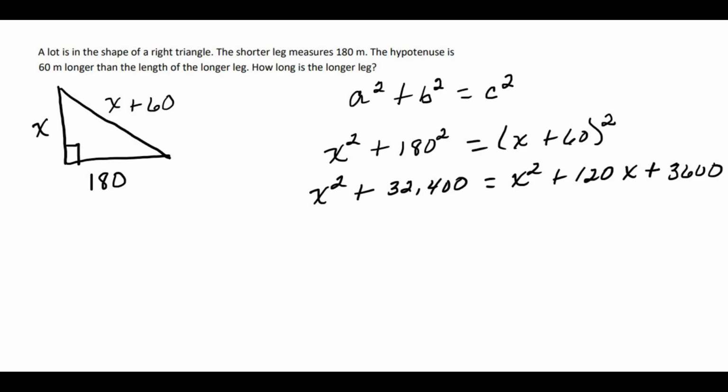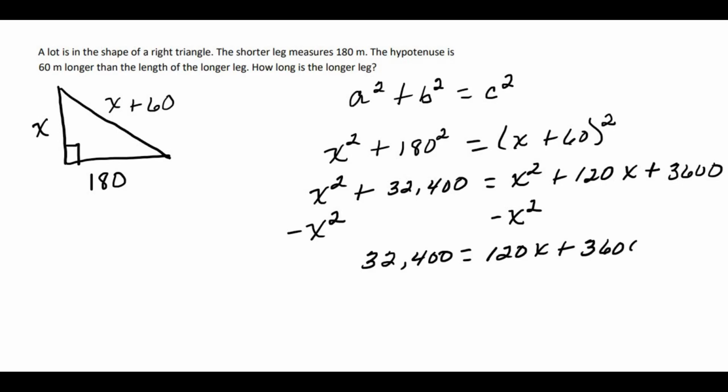Okay, so I have a quadratic equation, so I need to try to get everything to one side of the equation. So I'm going to start by subtracting the x squared from both sides. But notice that when I do, the x squareds cancel out on both sides of the equal sign. So I no longer have a quadratic equation. I have a linear equation. So now I need to change my game plan. I no longer need to get everything to one side of the equation to use the quadratic formula.